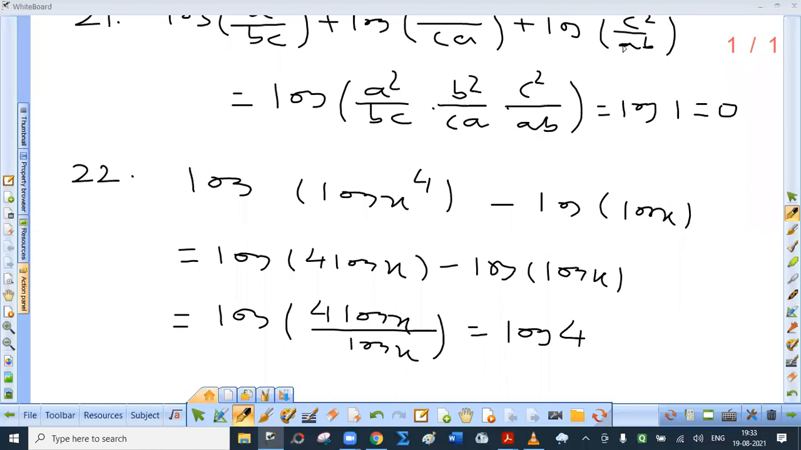Simplify log of x raised to 4 minus log x. What is log of x raised to 4? 4 log x. Log m minus log n is log of m upon n. That is log of 4 log x upon log x. Log x gets cancelled. Log 4.